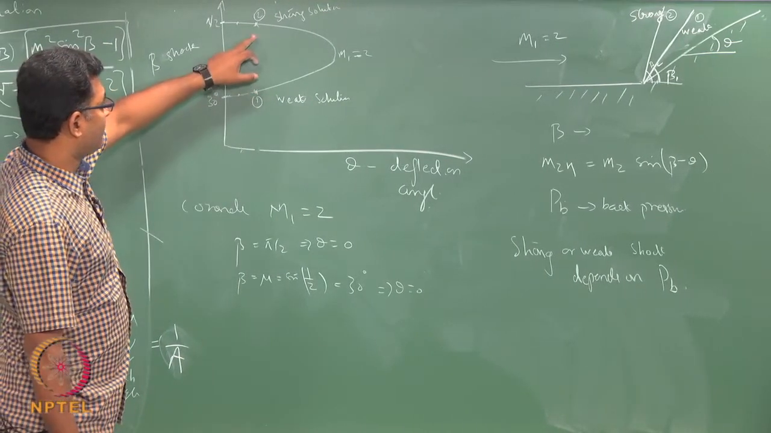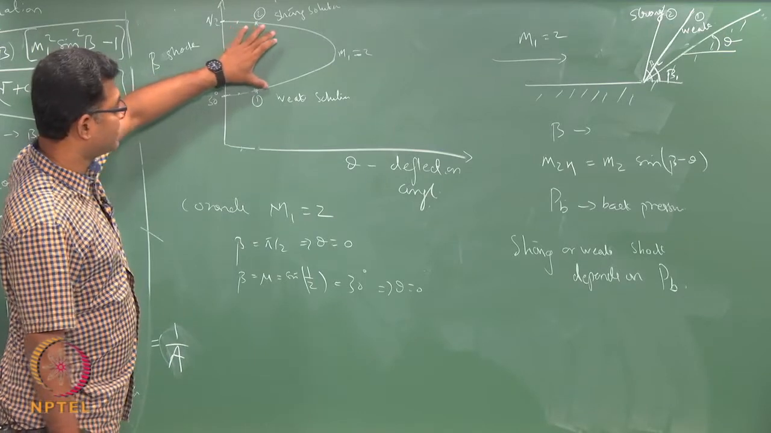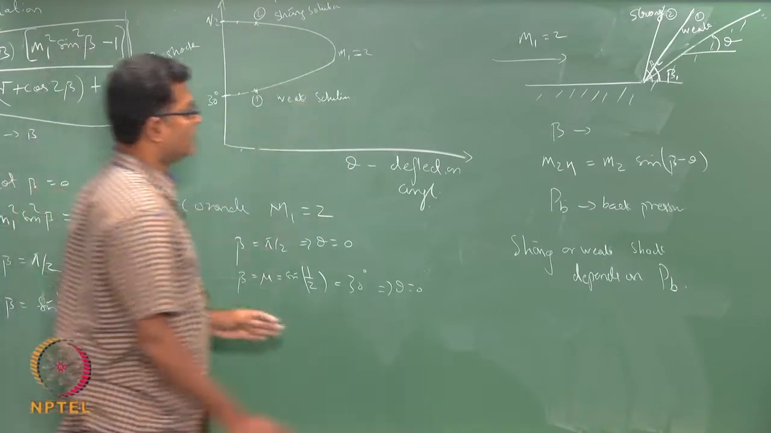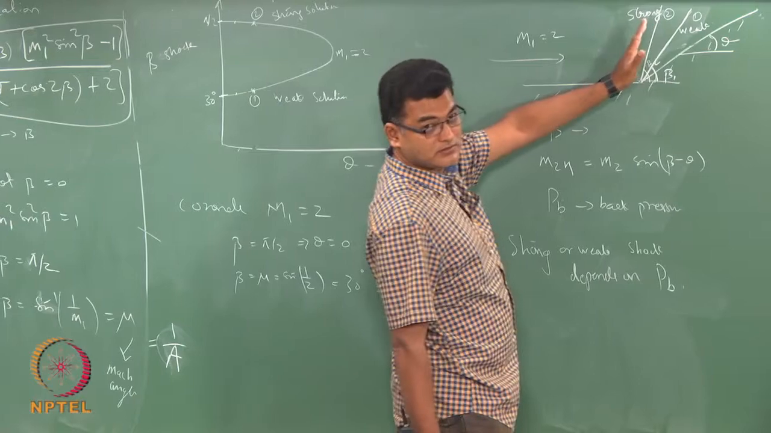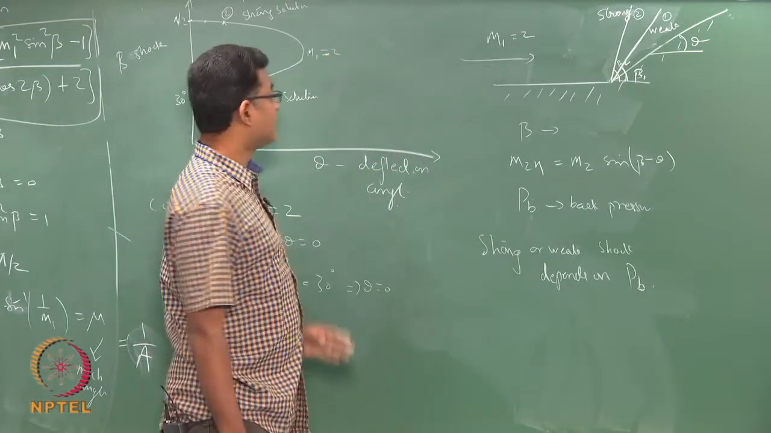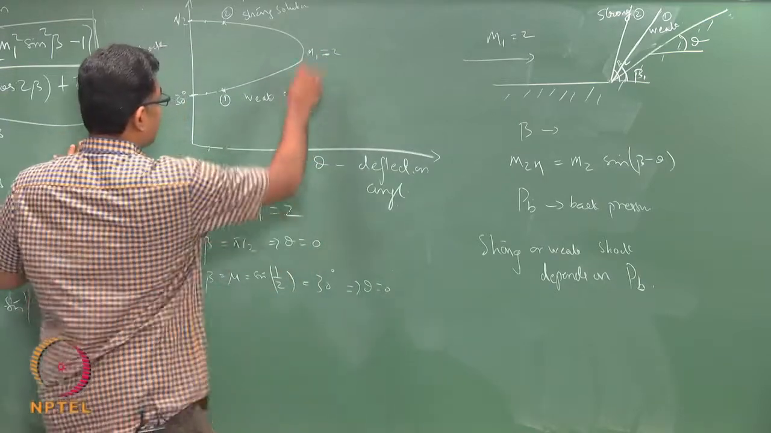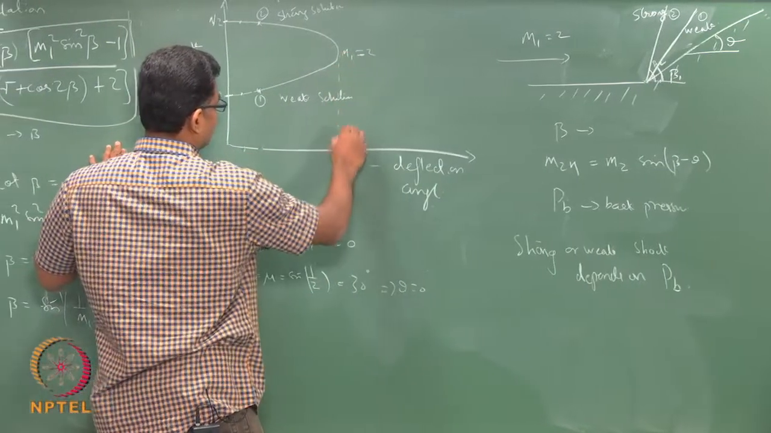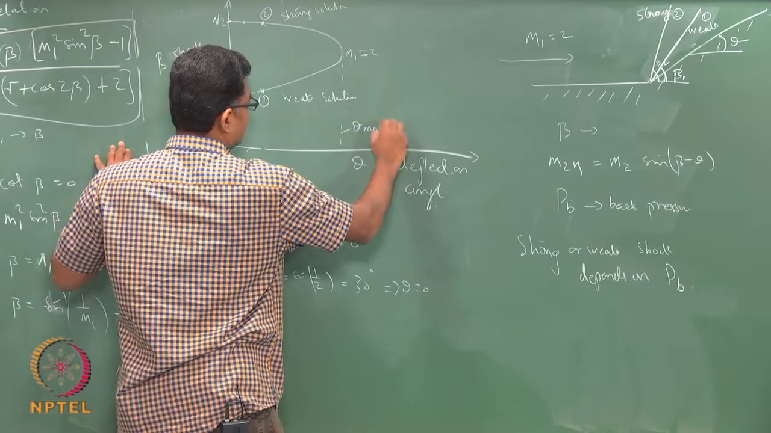Now, if I keep increasing my theta, there is a limit to which I can get these solutions. So, the maximum theta that is possible is my theta max.